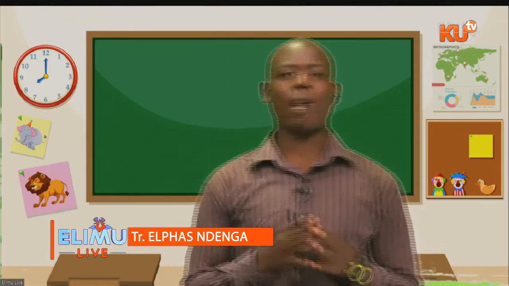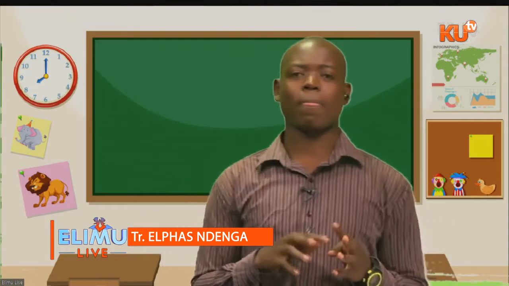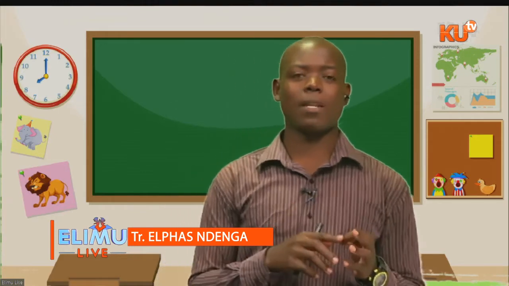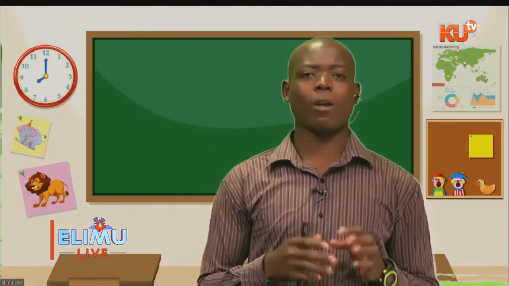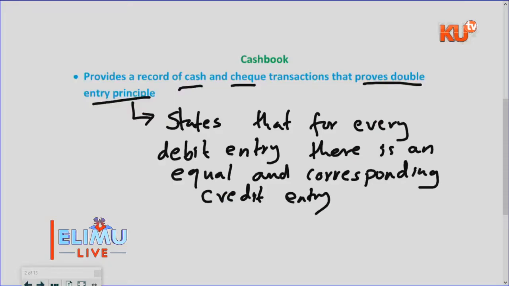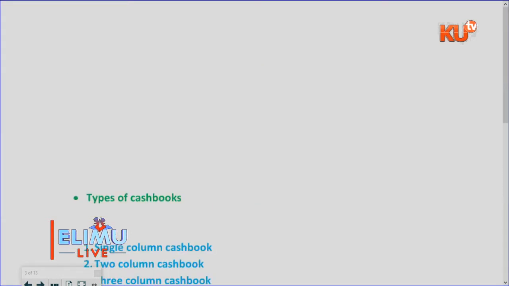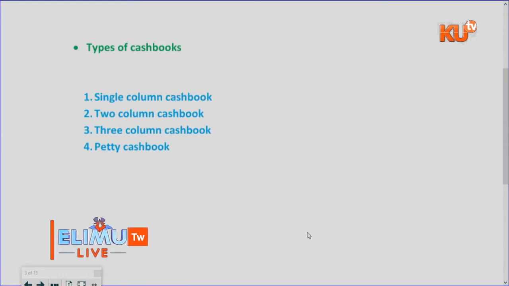Remember again, this account circulates around 5 areas. It could be an account affecting the assets, the liabilities, revenues, expenses, or capital. Those are the 5 main areas that this account will be derived from. And so now, our second objective for our lesson is to look at the types of cash books.